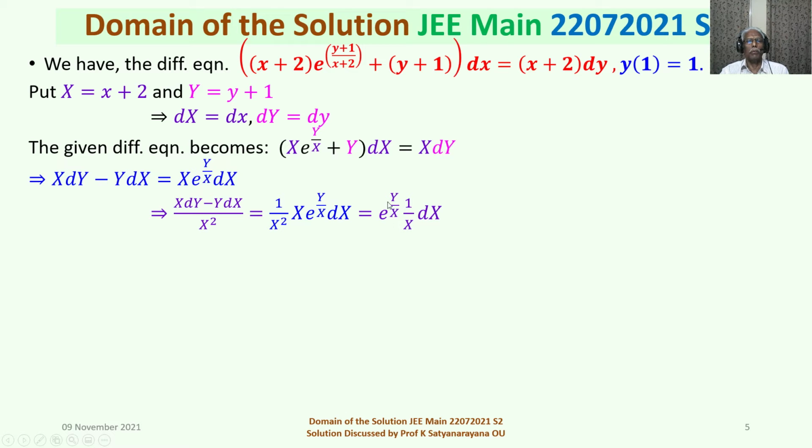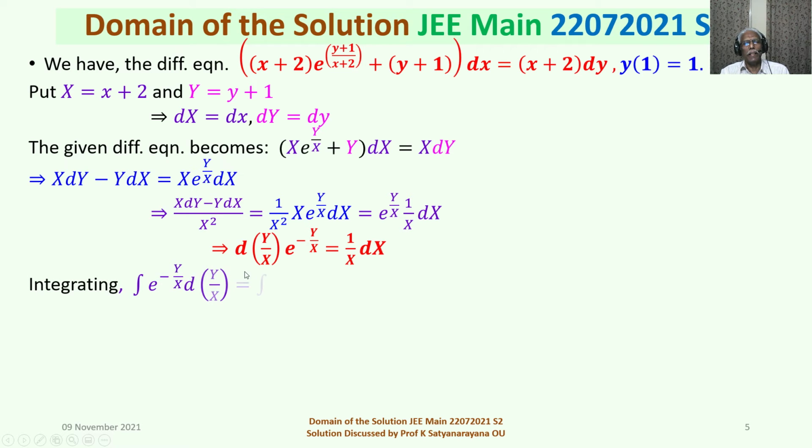And here e^(Y/X) is there. Therefore, send this e^(Y/X) to the other side. That becomes e to the power of minus Y by X. That will imply e to the power of minus Y by X into the differential of Y by X is equal to 1 by X dX. Integrate. When you integrate, it will be the integral of e to the power of minus Y by X into the differential of Y by X is equal to the integral of 1 by X dX.